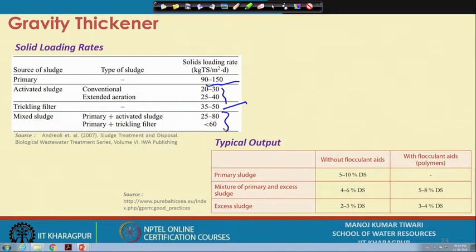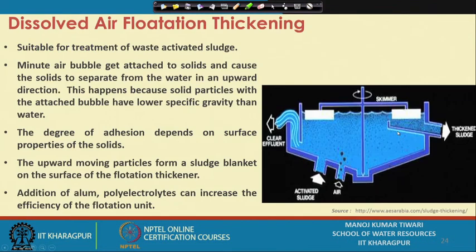The typical output that we get, if we do some flocculant addition, we can get primary sludge of the order of 5 to 10% dry solids, the mixed sludge 4 to 6%, and excess sludge, which is kind of activated sludge, secondary sludge, of 2 to 3% dry solid contents. When we add polymers we can further increase this a little more. So, that is the performance that we get from this.